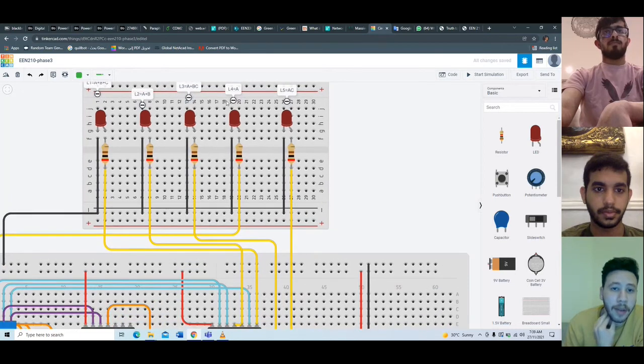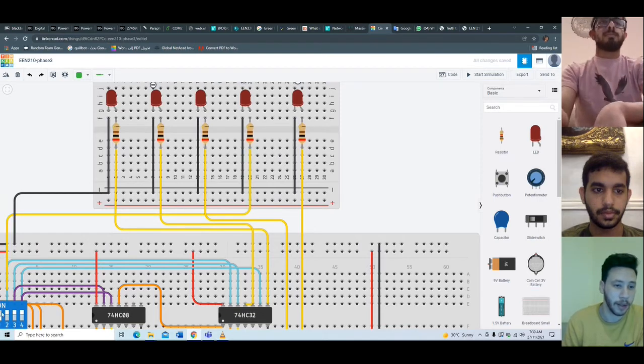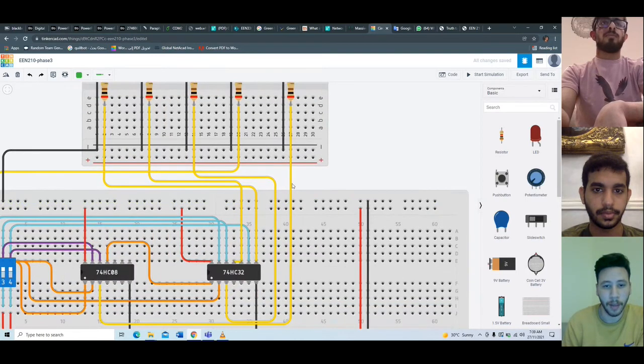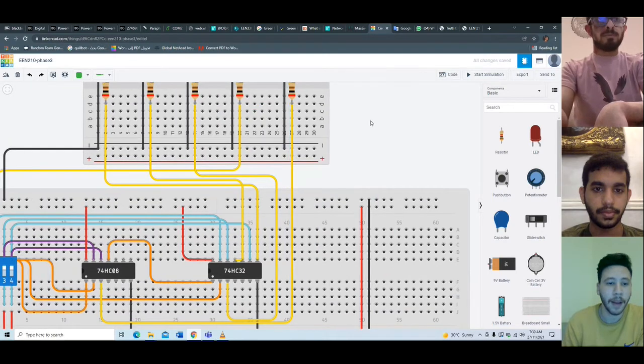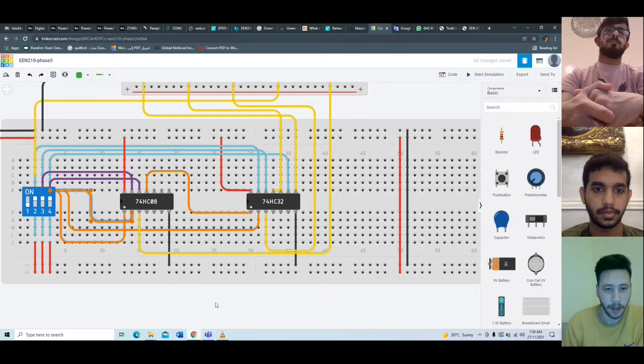For the fourth lamp, the equation, as we got from the truth table, is A, so we connected it directly to the first switch, A. And for the last lamp, lamp number 5, which is AC, as we can see, it's the output of these 2 inputs, which are A and C.